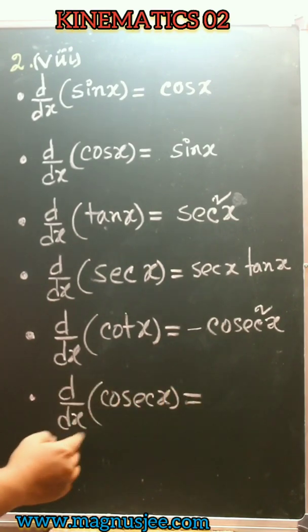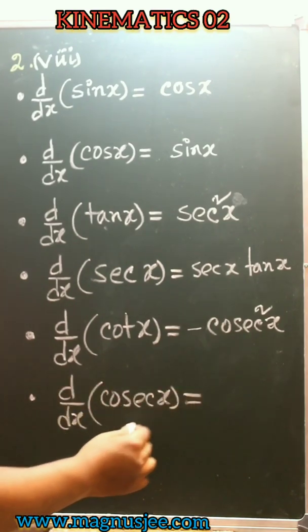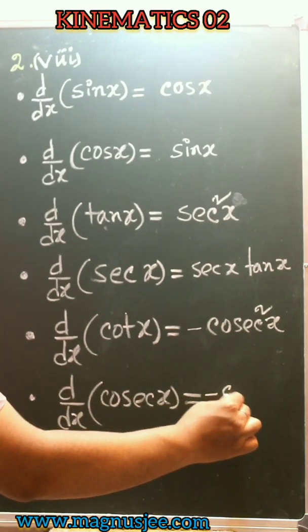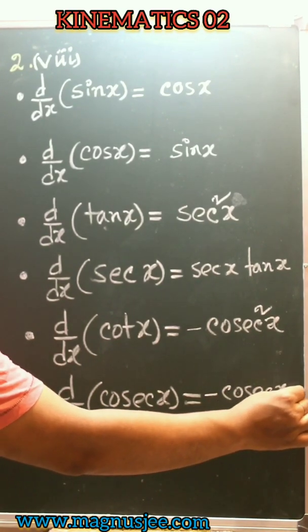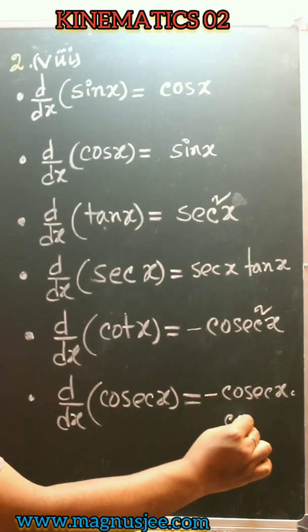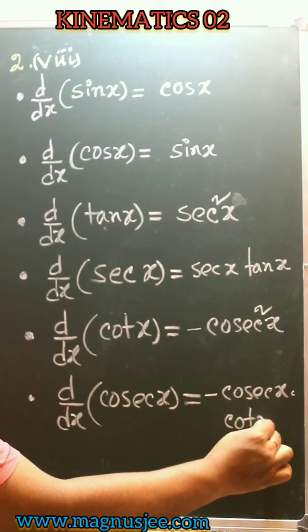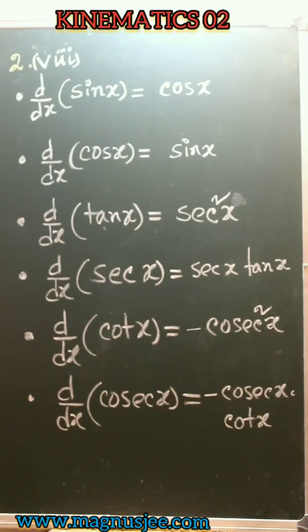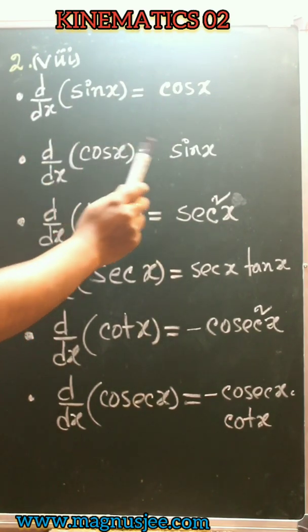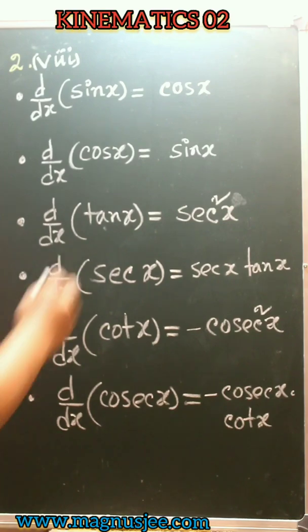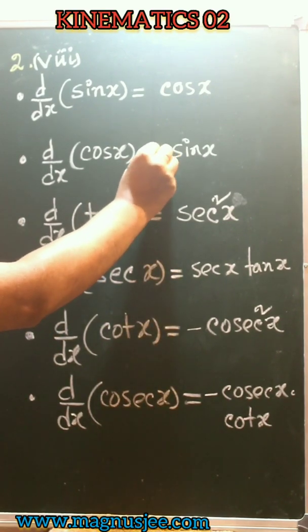Then d/dx of cosec x equals minus, as sec x becomes sec x tan x, so cosec x becomes minus cosec x cot x. And if we return to the formula of d/dx of cos x, it should be minus sin x. d/dx of sin x equals cos x and d/dx of cos x becomes minus sin x.